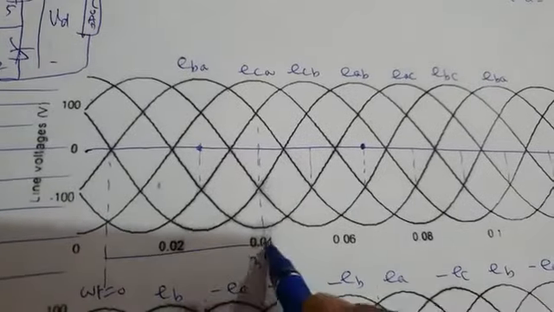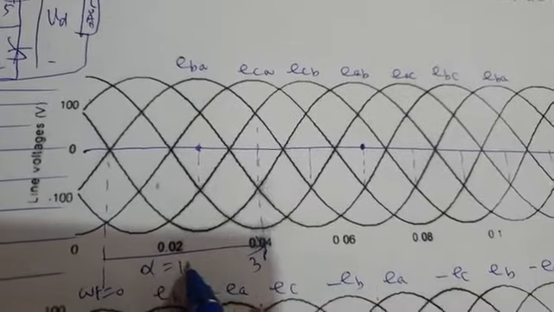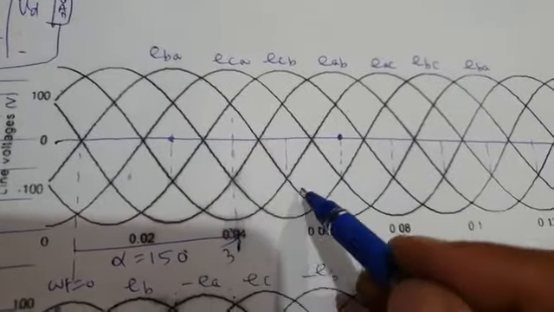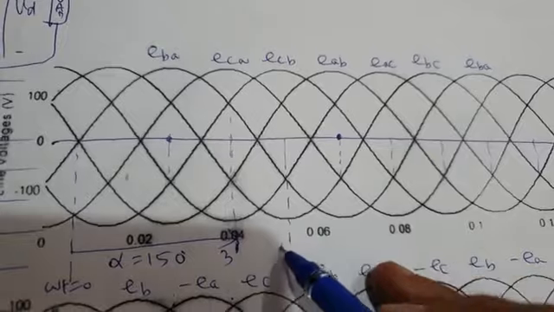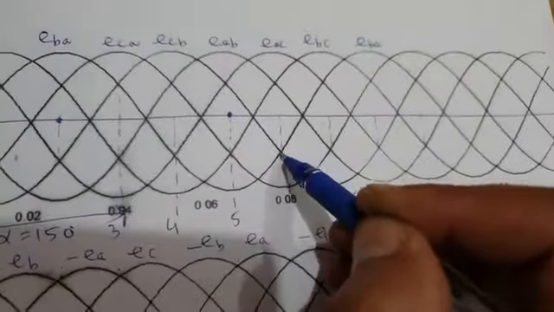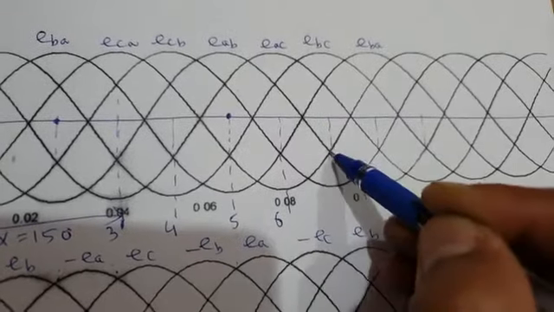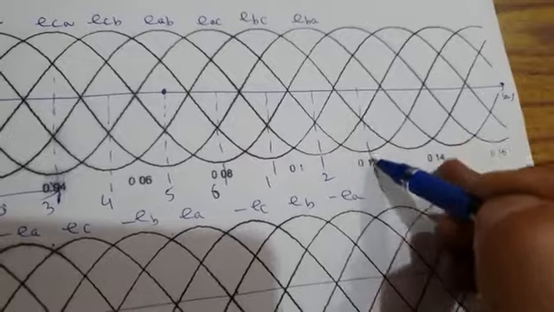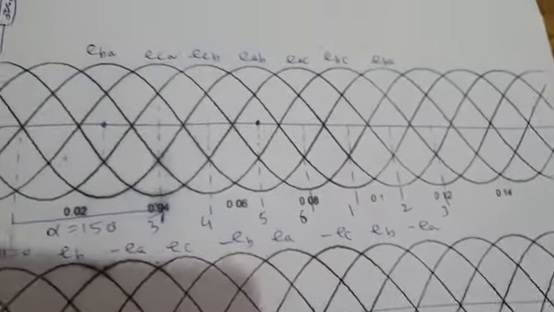So just show alpha equal to 150 degrees, valve 3 is fired. And symmetrically, after 60 degrees, valve 4 is fired here. After the next 60 degrees, valve 5 is fired. Then 6, then valve 1, valve 2, valve 3 again, and so on.